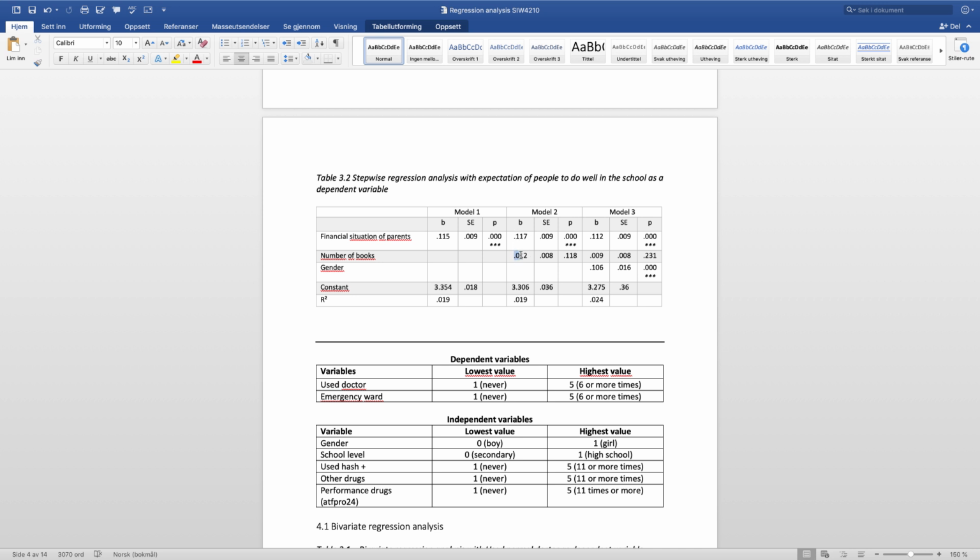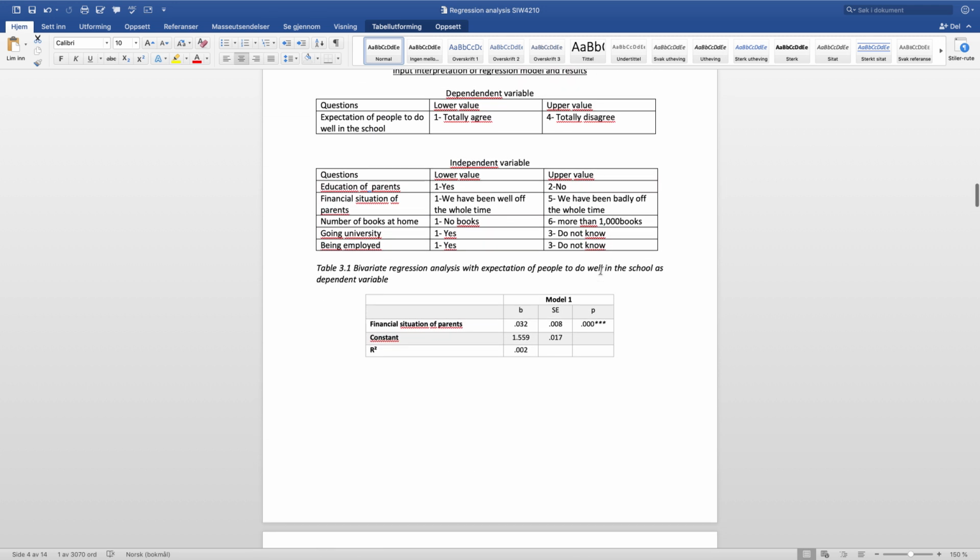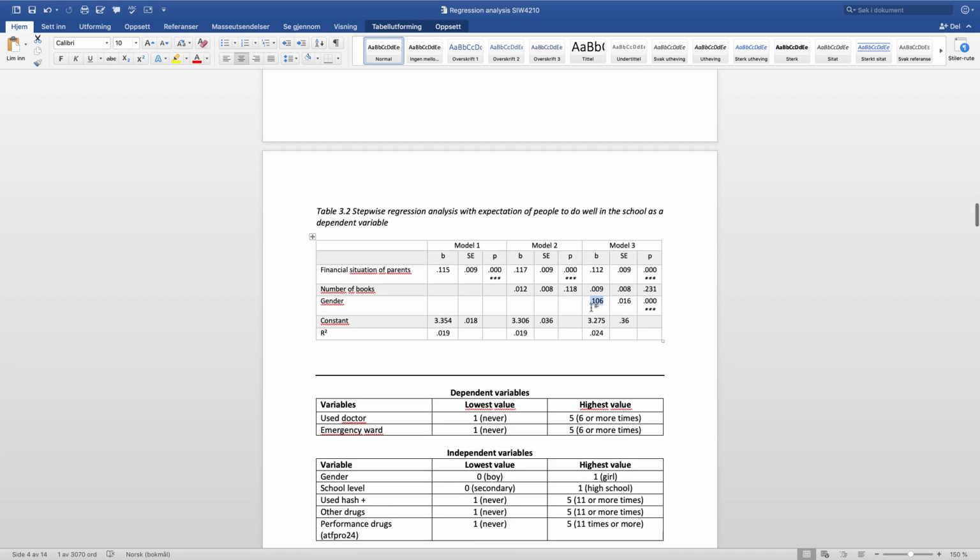And the number of books, not significant. So as you go one scale unit up on books, there's no difference in the value on the dependent variable, and the same in this model. But gender, there's a difference according to gender. Okay, the student has not included the gender actually. But I think boys is one and the girls are two.